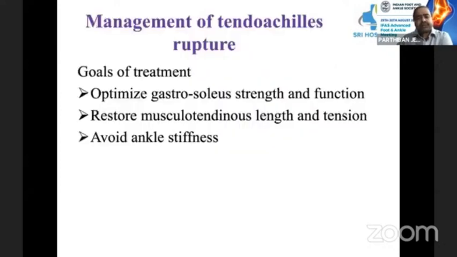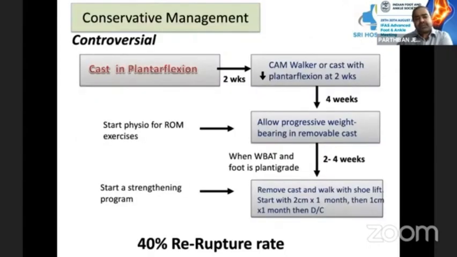And management of Tendoachilles rupture. Goals of treatment: optimize gastrosoleus strength and function, restore musculotendinous length and tension, and avoid ankle stiffness. Conservative management is a little controversial, and this is how it is done.